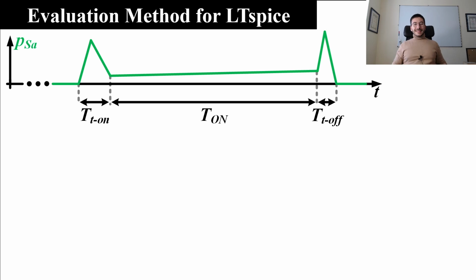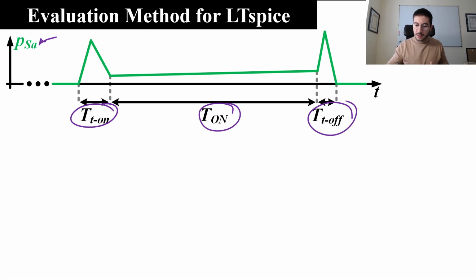Let's try to see a method to identify the different types of power losses here. Here we have the same instantaneous power waveform but with more details. Here we have the interval in which we turn on the device. Here we have the interval in which the device is completely on, and here we have the interval in which the device is turned off. As you can see, the on time is much higher than the switching transitions.